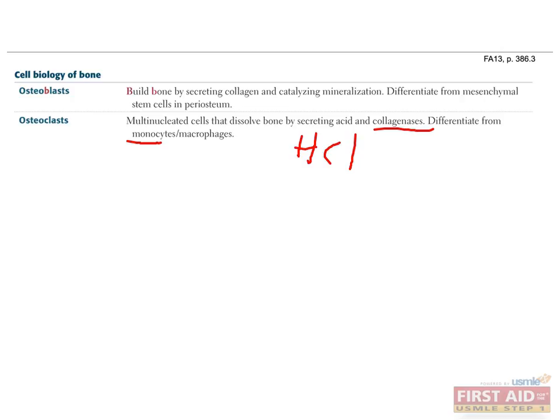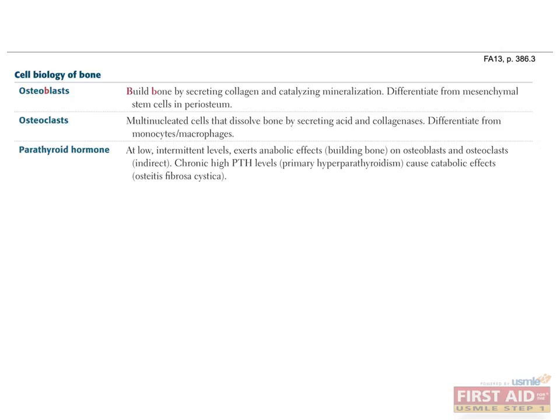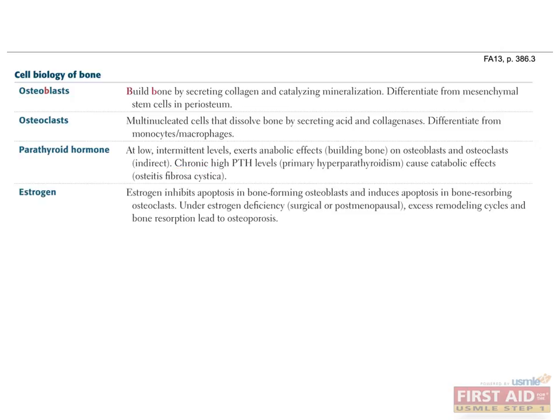Osteoclasts, which have a C, like the word consume, generate HCl and collagenase to break down and resorb bone. They differentiate from monocytes, just like macrophages. The main thing to keep in mind about PTH is that low intermittent levels lead to buildup of bone, whereas chronically high levels lead to breakdown. Estrogen is also important in bone homeostasis in that it prevents apoptosis of osteoblasts and induces apoptosis in osteoclasts. When estrogen is lacking, either due to menopause or surgery, osteoporosis can result.